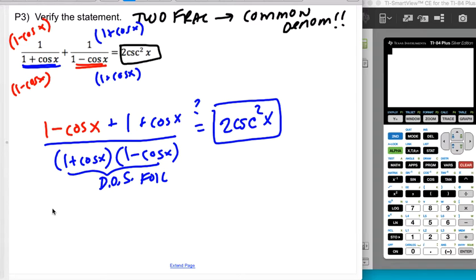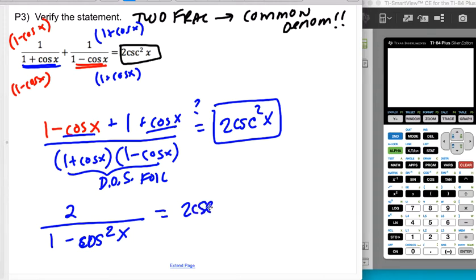When I FOIL this, the negative cosine and the positive cosine disappear, and I just get a 2 on the top. And the bottom ends up being a 1 minus cosine squared, right? Because first would be 1 times 1. Outer and inner are both a cosine, and one of them is negative and one of them is positive, so they sum to 0, right? So what ends up happening, cosecant squared. What ends up happening is I get a 1 minus cosine squared.